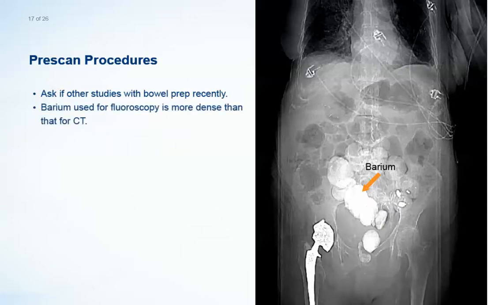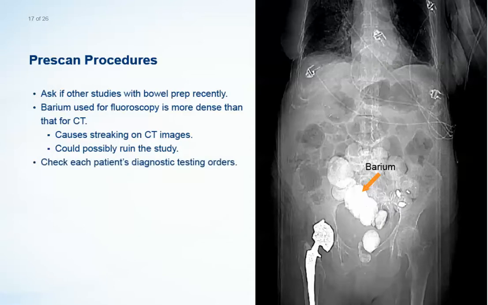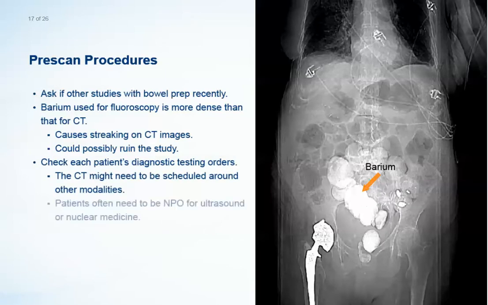The barium used for a regular fluoroscopy study is more dense than that used for a CT exam. It causes streaking on CT images and could possibly ruin the study altogether, particularly non-contrast studies such as a kidney stone protocol or spine exam. In that same vein, check each patient's diagnostic testing orders to determine if the CT scan needs to be scheduled around other modalities. For example, patients often need to be NPO for an ultrasound or nuclear medicine study.